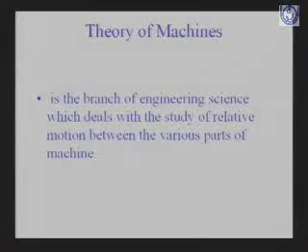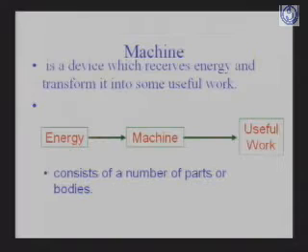So if we see the slide, the definition of a theory of machine is basically a branch of engineering science which deals with the study of relative motion between the various parts of the machine. That means this subject is dealing with the various types of motion which exist between the machine parts due to the various forces acting on the parts.